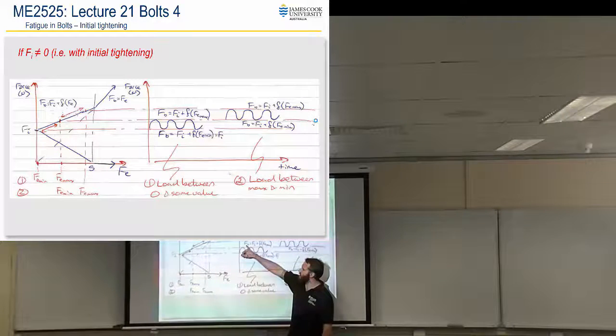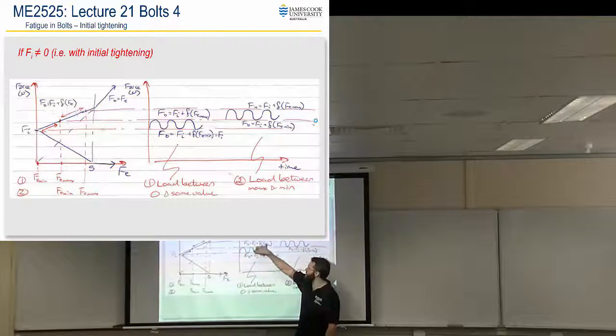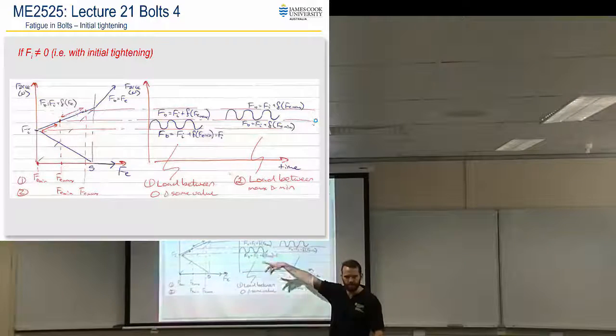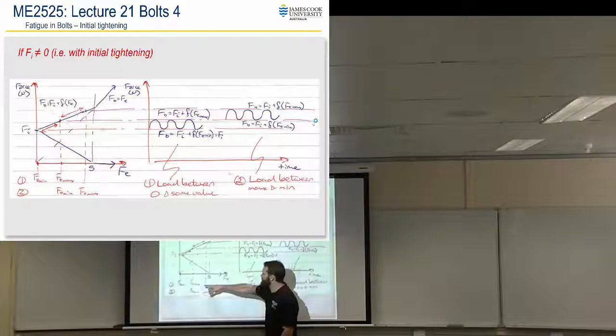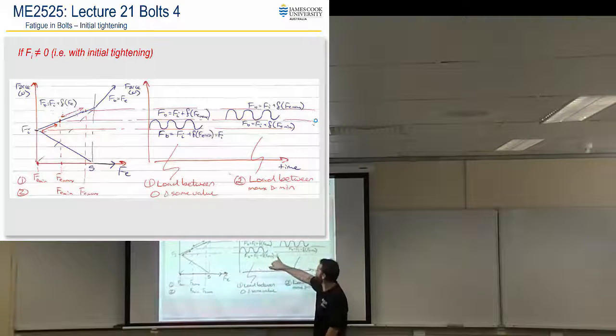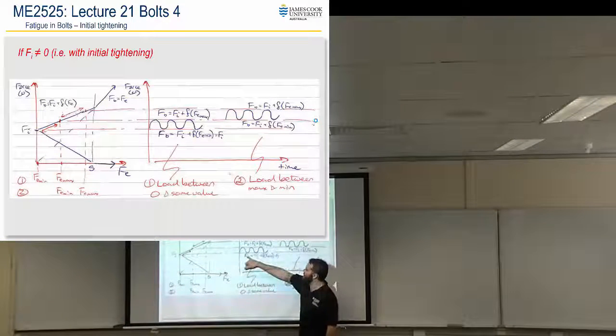And so your maximum bolt load is Fi plus KB divided by KB plus KC times Fe. Your maximum, the Fe you use in that equation is Fe max, and your minimum, the Fe you use is Fe min. In this case, if Fe min is 0, it just means that this part is 0, and all you have is Fe equals the initial force.